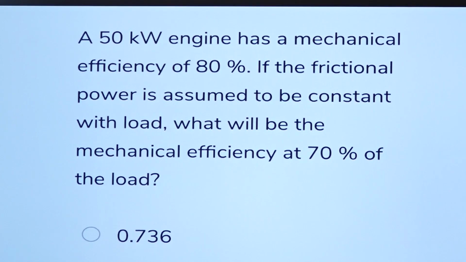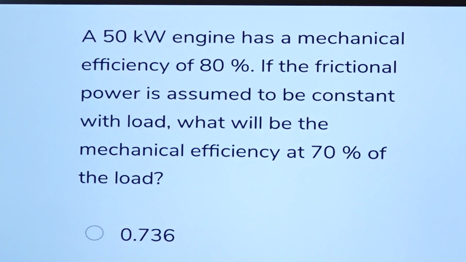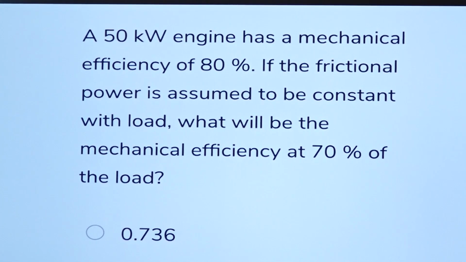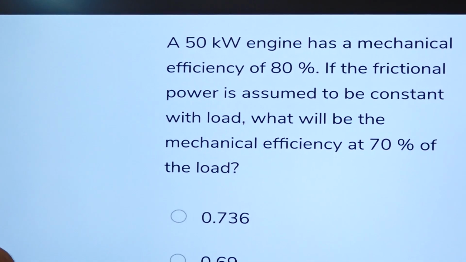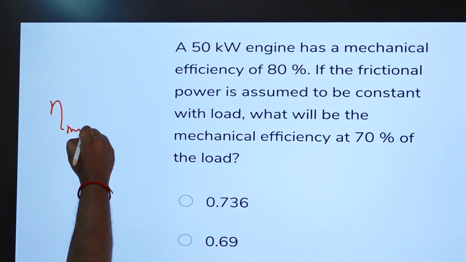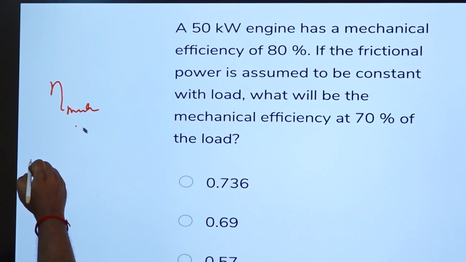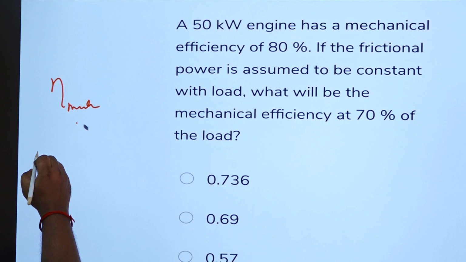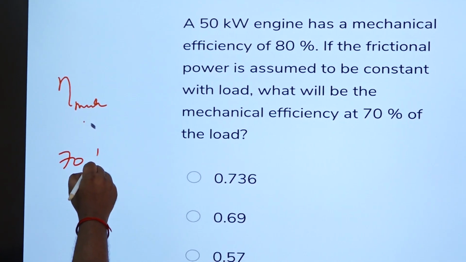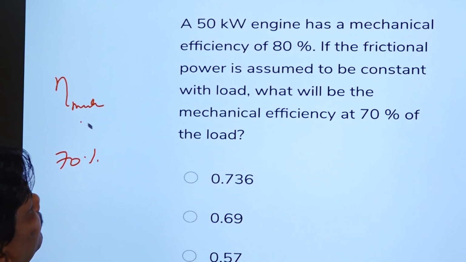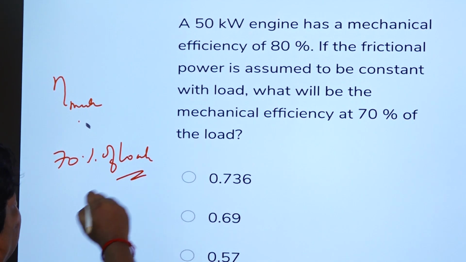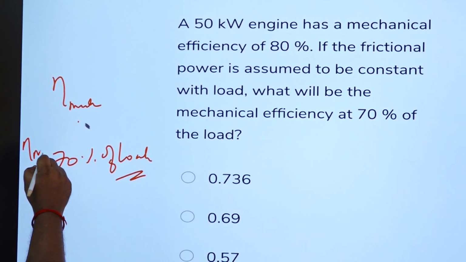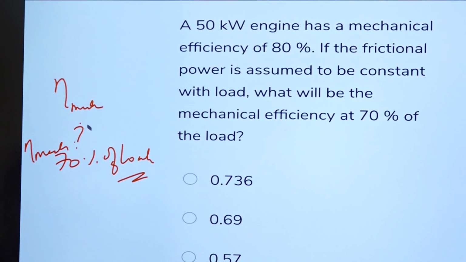So the next question is, a 50 kilowatt engine has a mechanical efficiency of 80%. If the frictional power is assumed to be constant with load, what will be the mechanical efficiency at 70% of the load? So what are the data that are given to you? A 50 kilowatt engine is given to you. It has a mechanical efficiency, and the frictional power is constant. So if it has 70% of load, what will be the value of eta mech at 70% of the load?